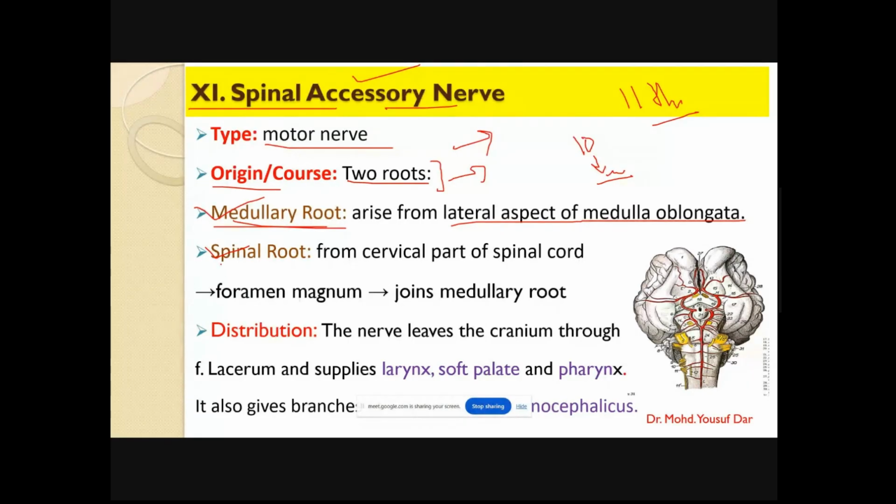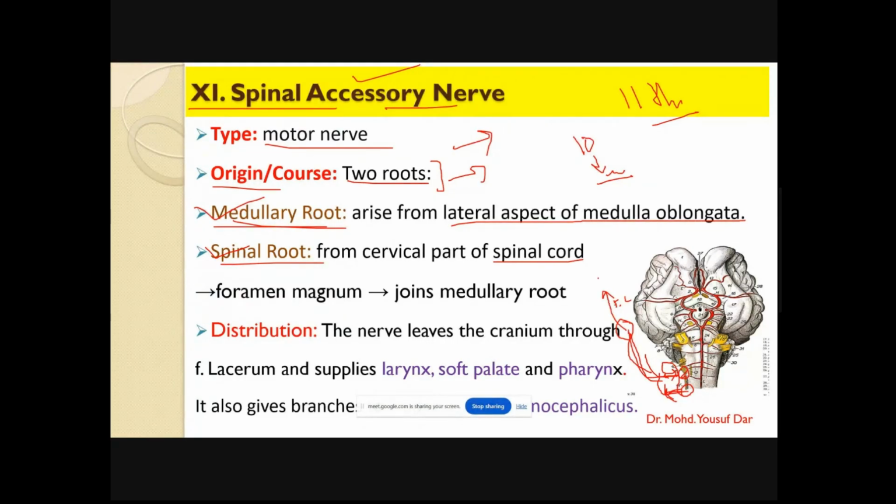Then we have the next root, that is the spinal root. You can see here, this is one, and this is the second root. This is the medullary root, from the lateral aspect of the medulla oblongata, and this one is from the cervical part of the spinal cord. These two roots join to form the spinal accessory nerve. The spinal root goes through the foramen magnum and joins the medullary root, and together they form the spinal accessory nerve, which leaves the cranium through the foramen lacerum.